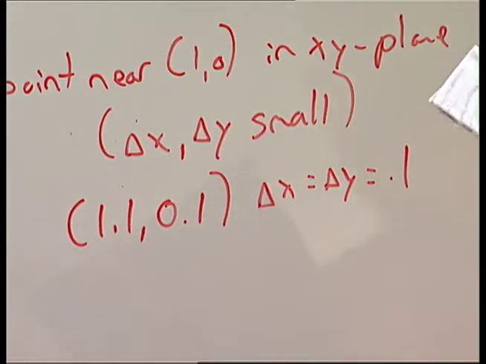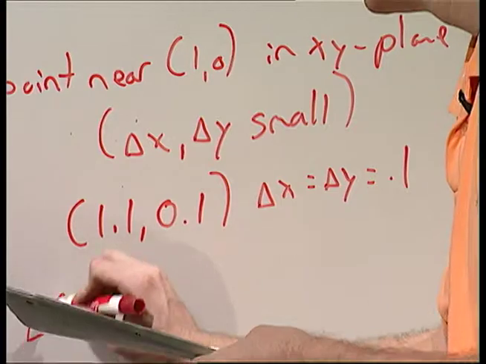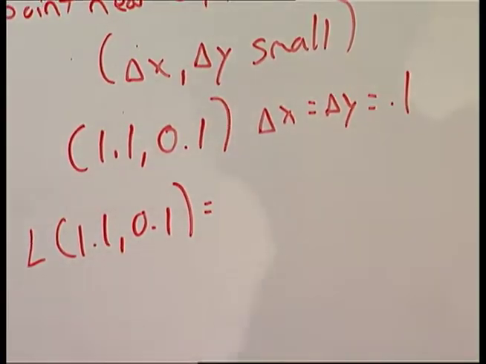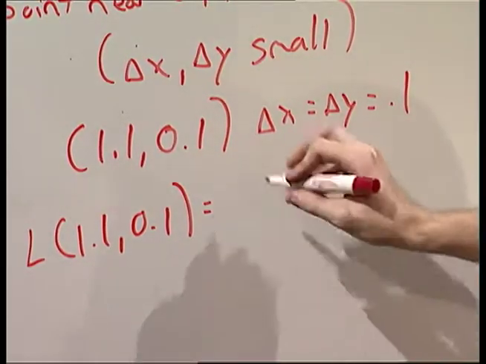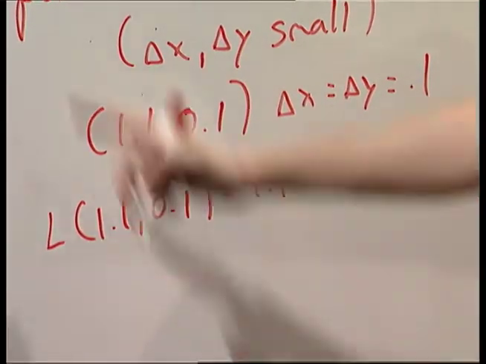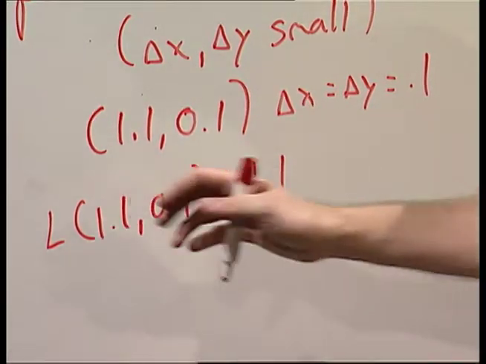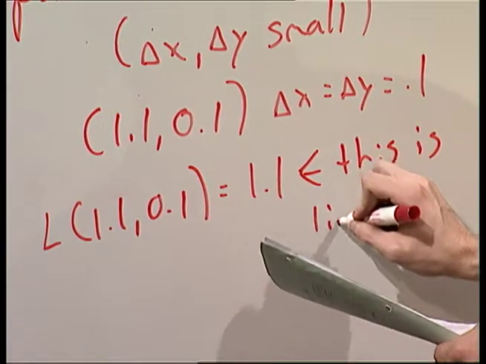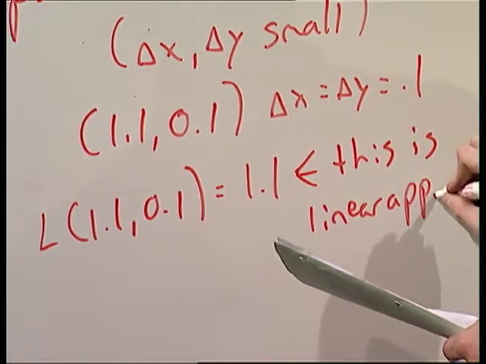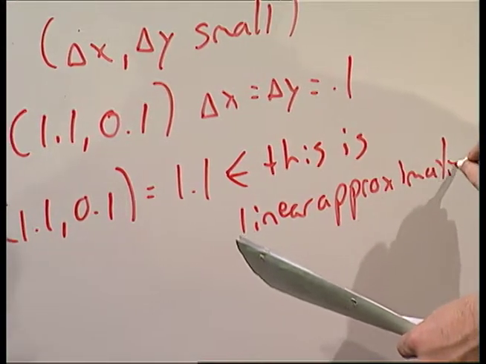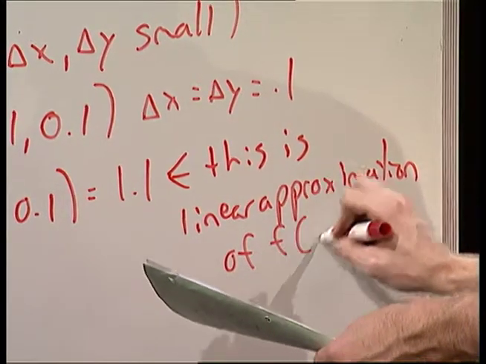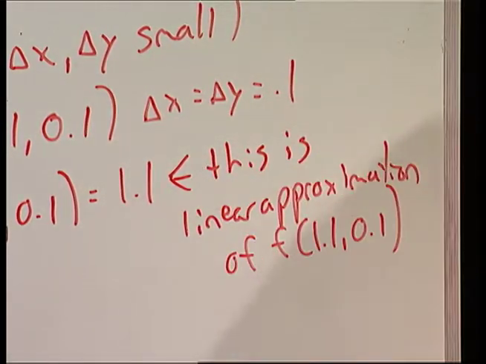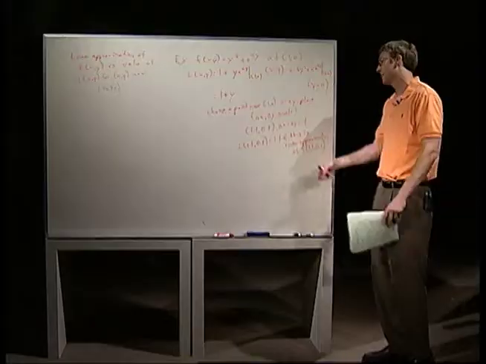That's pretty close. Then if I plug those points into my linear approximation, my linearization, plugging them in up here, I get 1.1, right? So plug in y, and 1 plus 0.1 is 1.1. This is the linear approximation of f at 1.1, 0.1. In other words, this is what we expect to be pretty close.